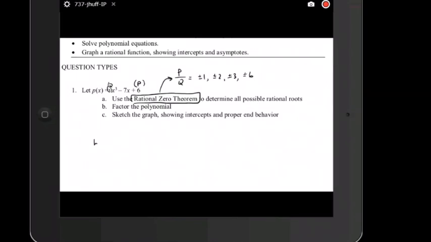Part B, factoring it means find the zeros. Factoring and finding zeros pretty much means the same thing. We need to write P of X in 3 factors like this. So what we need to do is figure out which one to start with from that list of possibles here. So I don't know, might as well start with 1.